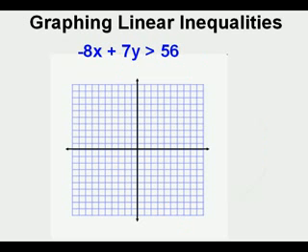Let's look at this one. Negative 8x plus 7y is greater than 56. Remember that when it comes to graphing, it is helpful to say not equal to but greater than, so we keep in mind the type of boundary line we need to draw.